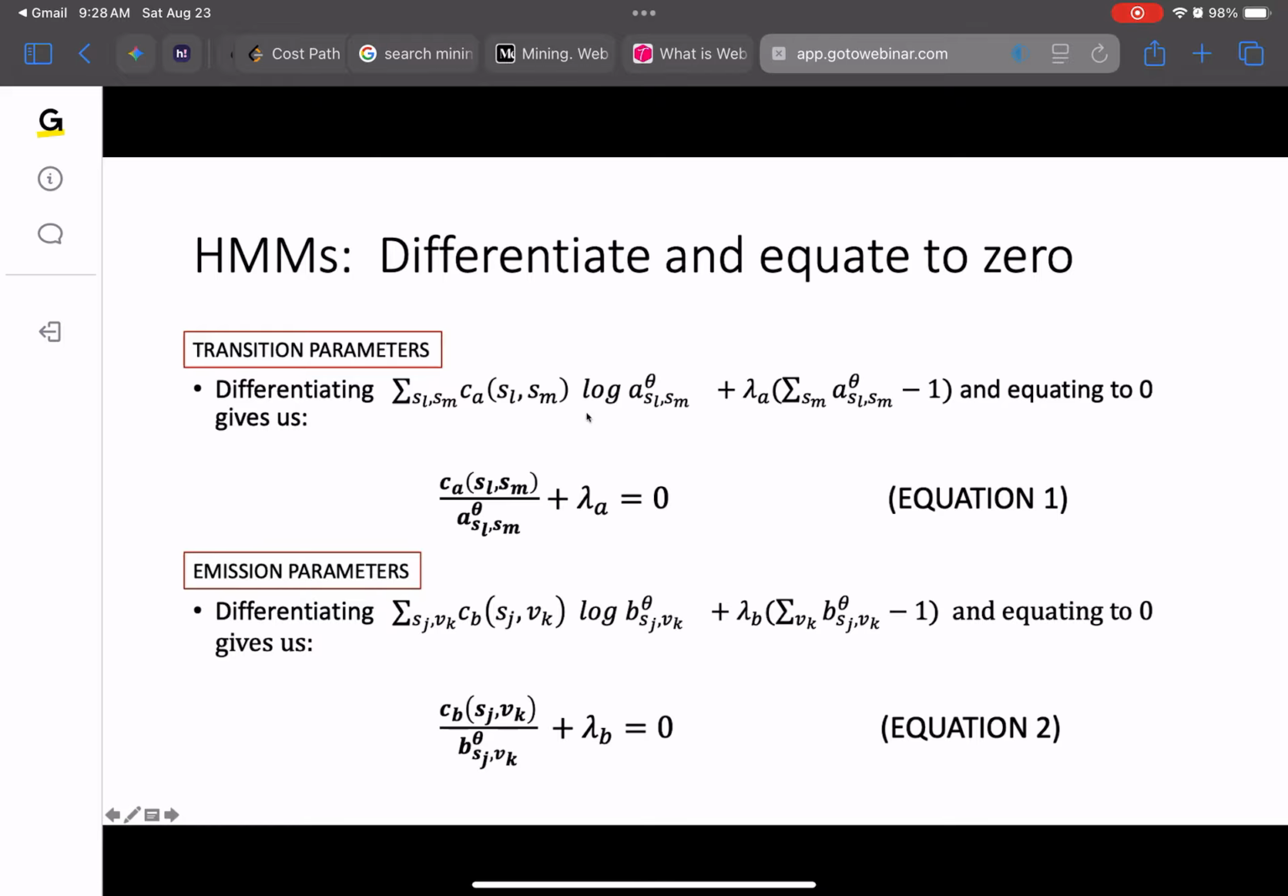In this particular summation, there is only one term which will be dependent on A_{s_l, s_m}. Similarly here, differentiating with respect to A_{s_l, s_m} will result in C_A divided by A_{s_l, s_m} plus this factor, which turns out to be lambda_A. These are the expressions for the solution for transition and emission parameters, while lambda_A and lambda_B are the Lagrange multiplier parameters which are unknown. Let's try to estimate these parameters.